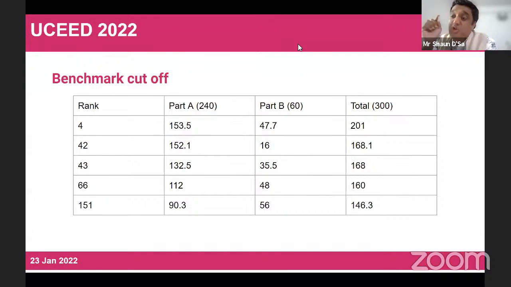Last year, I know a student who got 12 in their drawing, and still got into IITs because they did very well in part A. They got 12 in part B but did very well in part A, so they got in. I hope that answers your question.